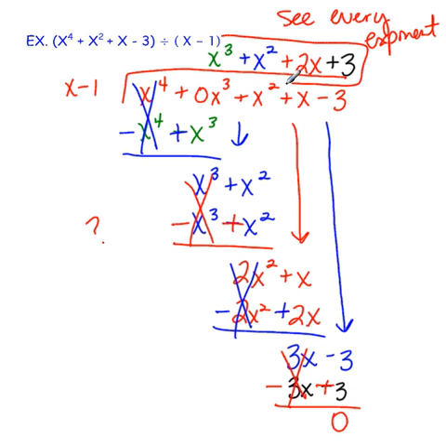So this is our answer. X cubed plus x squared plus 2x plus 3.